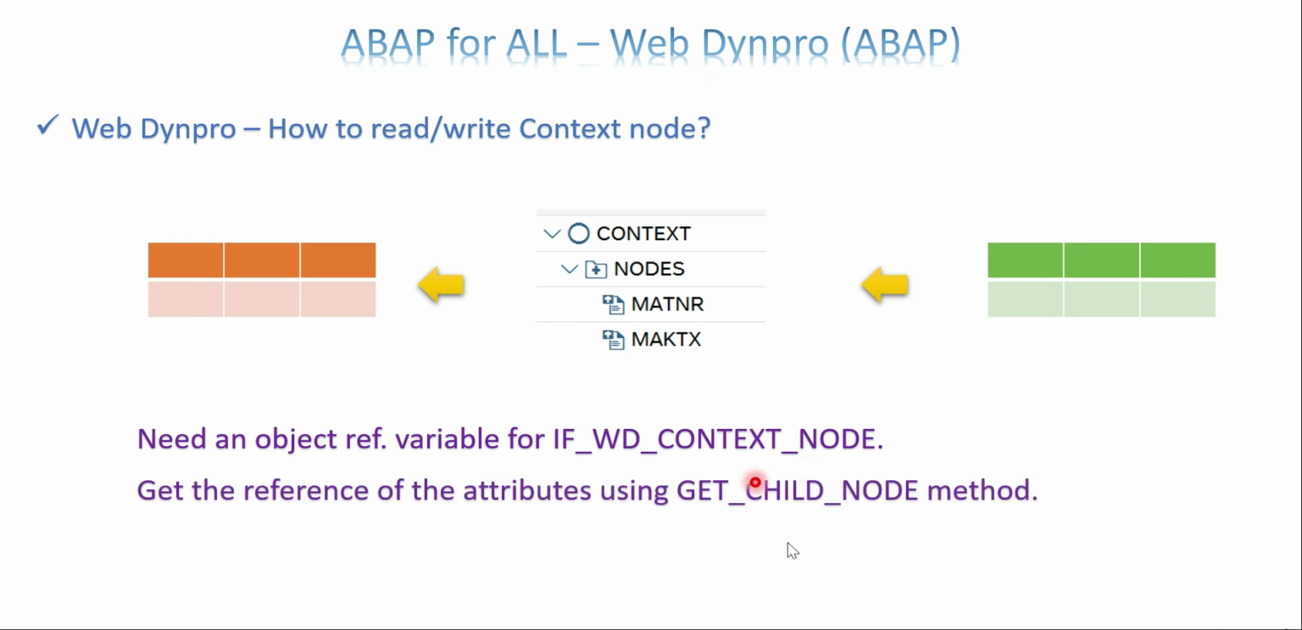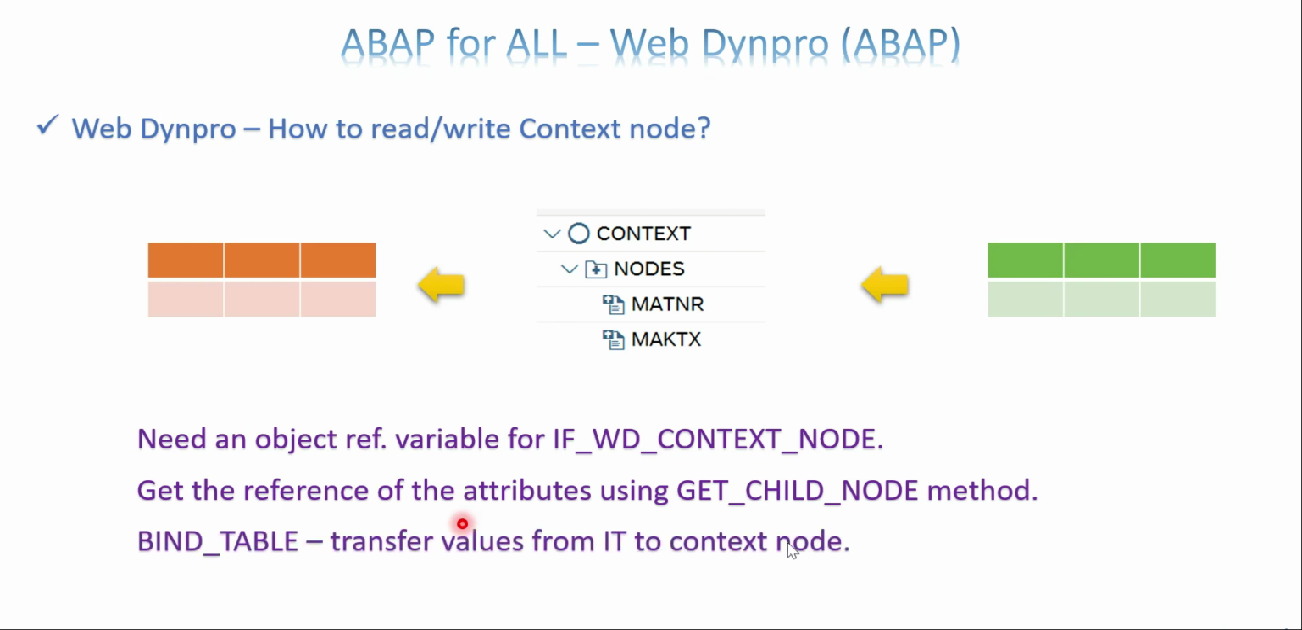And same thing, you have to get the reference with the help of another method called get child node. So I have to give the value. This is why I'm saying every method has its own mandatory parameters. We'll see while writing the code. Okay. So using get child node, get the reference for your object reference variable.